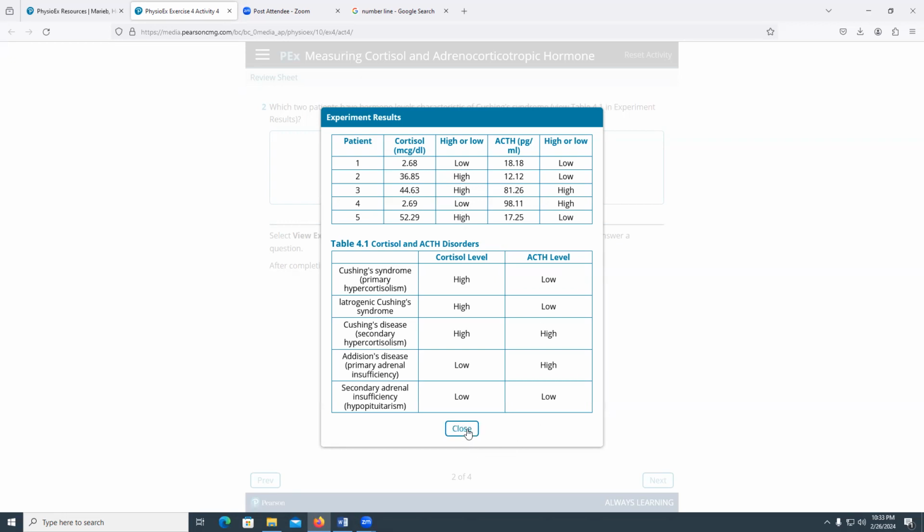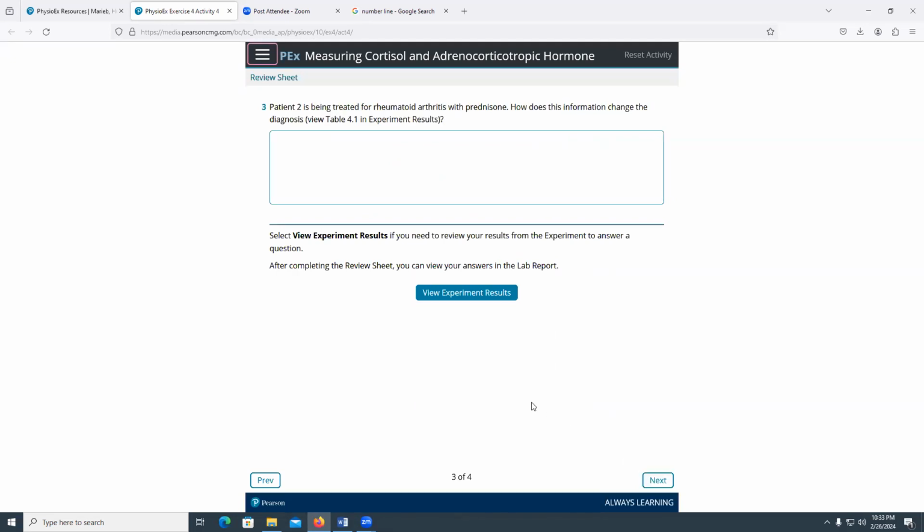Okay, and then what is the next question? Patient number 2 is being treated for rheumatoid arthritis with prednisone. How does this information change the diagnosis? Well, remember when we talked about iatrogenic Cushing's syndrome? The treatment for rheumatoid arthritis, this prednisone, this corticosteroid, is going to cause this Cushing syndrome, because now I have a primary hypercortisolism.